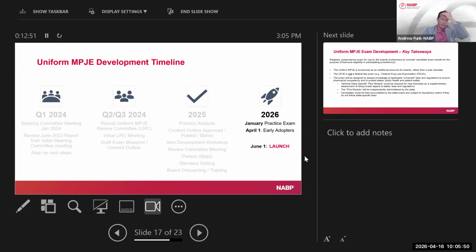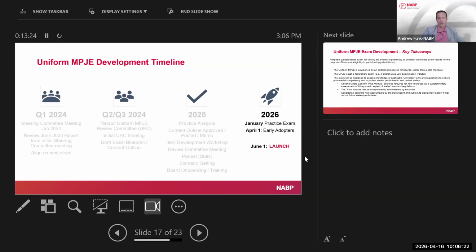And so we looked at whether this could be something that could be developed and then utilized in lieu of each of the state-specific MPJE exams. We started in first quarter 2024 with a steering committee. They reviewed the report, which was back from 2023, and then aligned on what the next steps and the next process would be for the exam development.